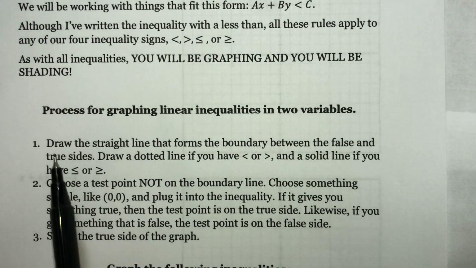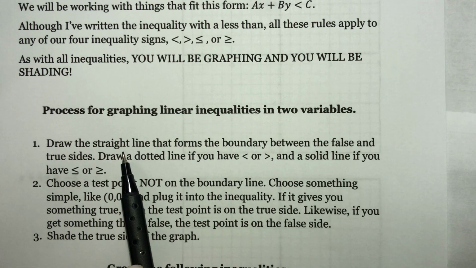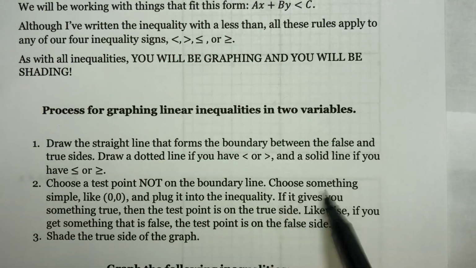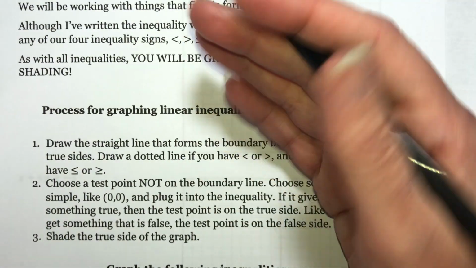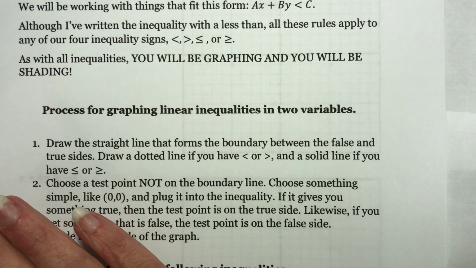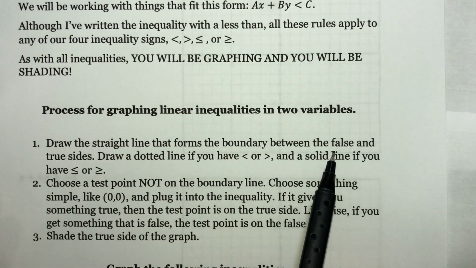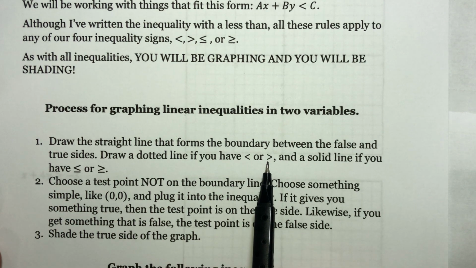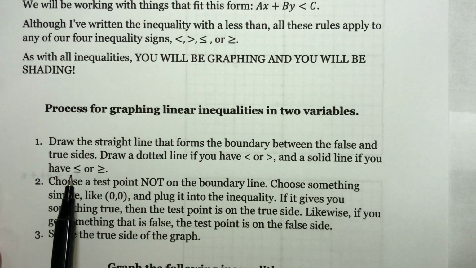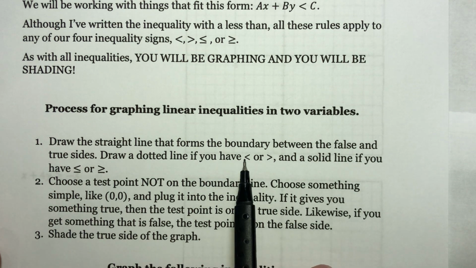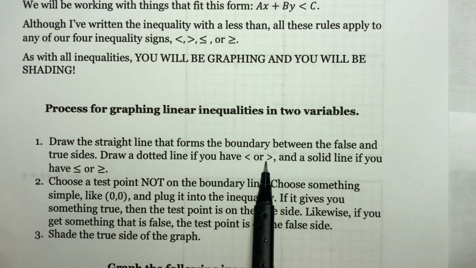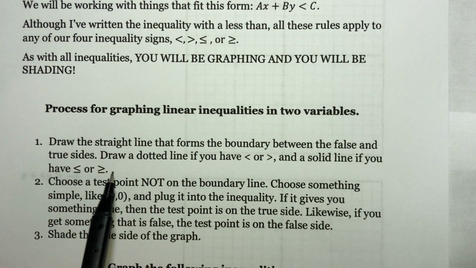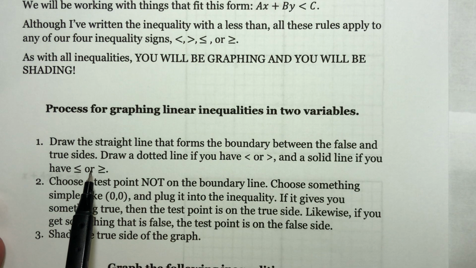What we want to do is draw a straight line that forms a boundary between the false side and the true side. So we're going to have some sort of line. One side of it, everything will be true, everything will be false on the other side, okay? Now this line that we're going to draw, we use a dotted line if we have less than or greater than, and we use a solid line if we have one of the equal to's, okay? So just like before, here we would use parentheses, now we're using a dotted line. Here, where we would have used brackets with one variable, now we're going to use a solid line, okay?